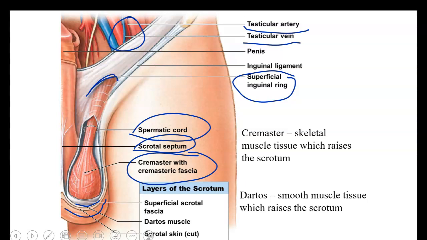And then you have a superficial scrotal fascia. That's going to be a separation in between the two sets of muscle. And then underneath that, you will have that cremaster muscle. That's going to be surrounding both the testis and that spermatic cord.